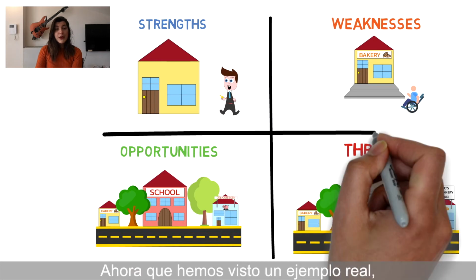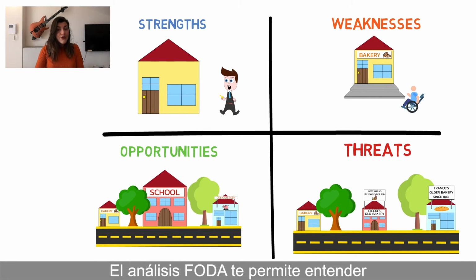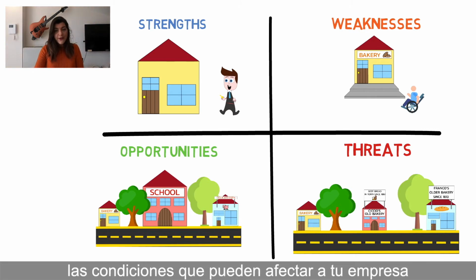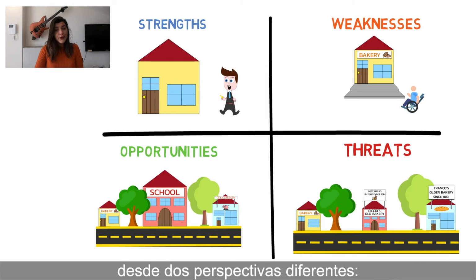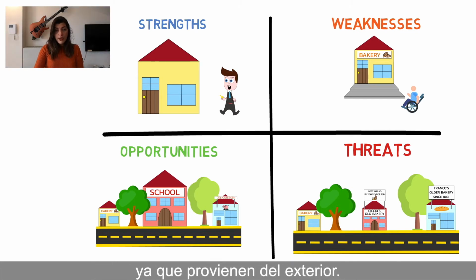So, now that we saw a real example, let's go a bit through the theory. SWOT analysis lets you understand the conditions that can affect your social enterprise from two different perspectives, internal and external. Internal are the aspects that you can control because they belong to your own enterprise. External are the aspects out of your control since they come from the outside.